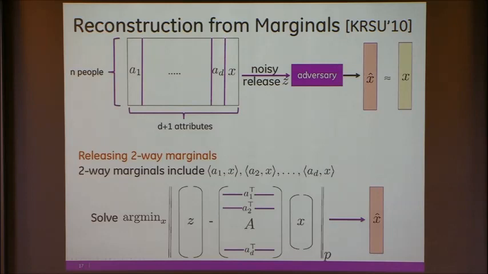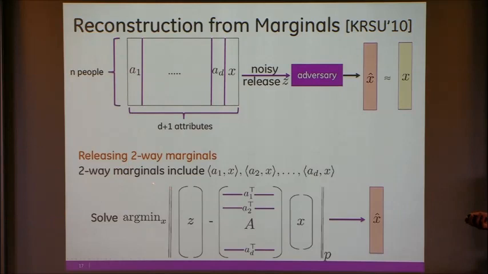So how do you launch a reconstruction attack if you have marginals? Let's take the simplest case of marginals, and the simplest marginal you can think of is a two-way marginal. Basically, what you're trying to do is release inner products between the columns of this matrix. So, say you want to release a two-way marginal between A1 and X, that's just an inner product between A1 and X.